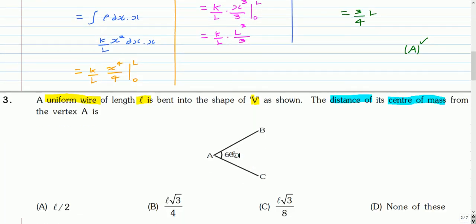This is the next question. A uniform wire of length L is bent into the shape of V as shown. The distance of center of mass from vertex A is. You can pause and attempt this question.